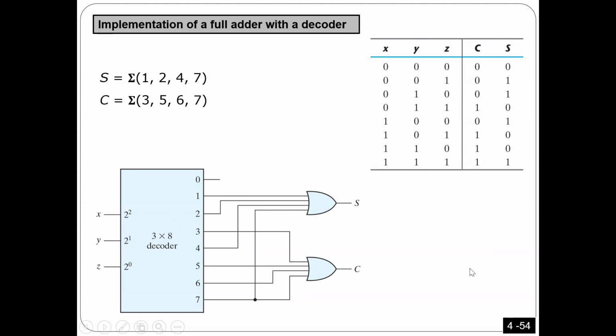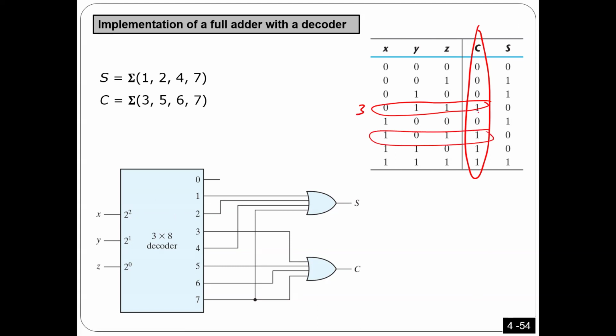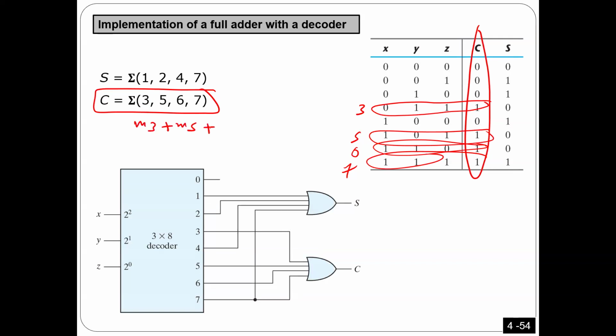Okay, let's first look at the carry, for example. In the carry here, this is the minterm number 3. This is the minterm number 4, 5, and minterm 6, minterm 7. So I can say the carry is actually the summation of minterm 3 or minterm 5 or minterm 6 or minterm 7. This should be the carry.